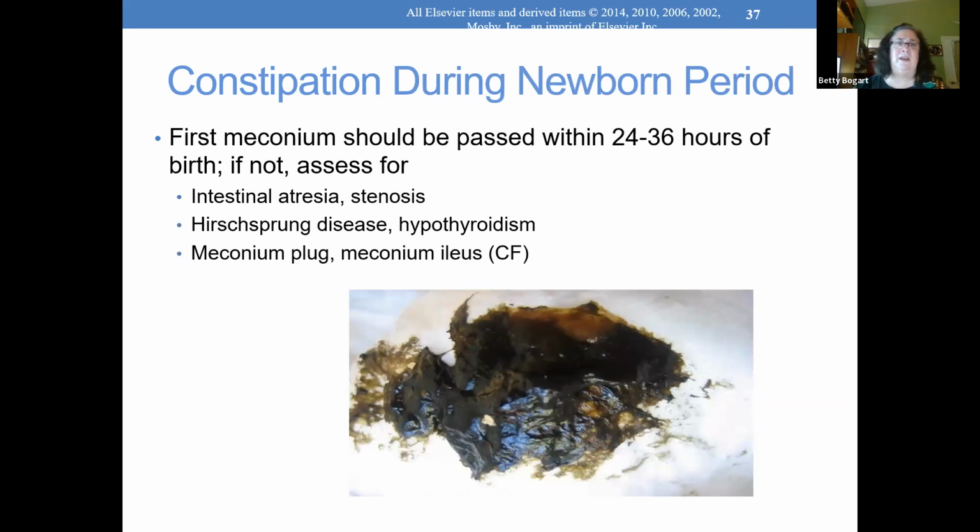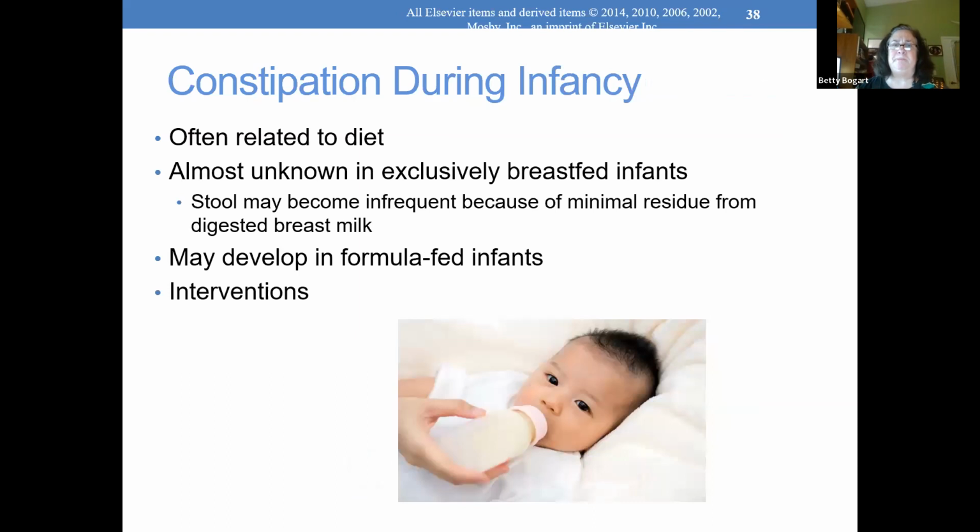So we've been talking about being constipated for the first day and a half after birth, and we've mentioned cystic fibrosis and hypothyroidism, two things we really look for. Now we're going to look at intestinal atresia, stenosis, and Hirschsprung's disease, and show you why those things can cause constipation also.